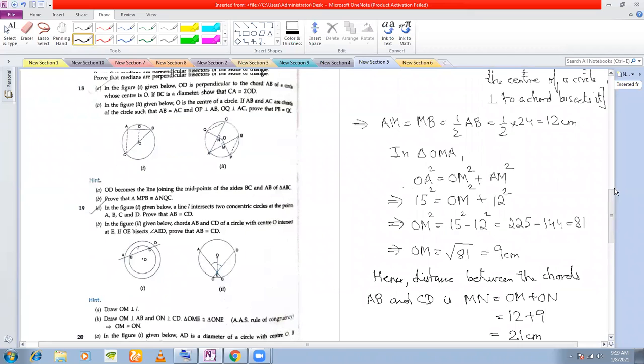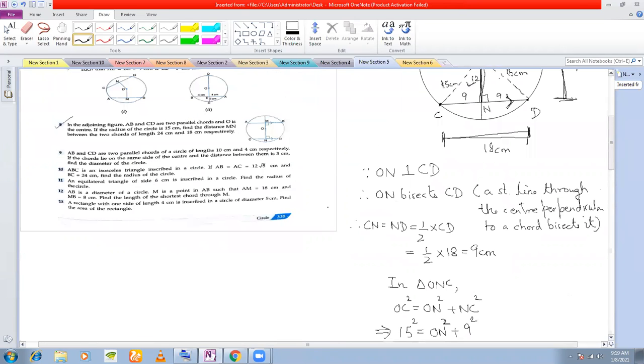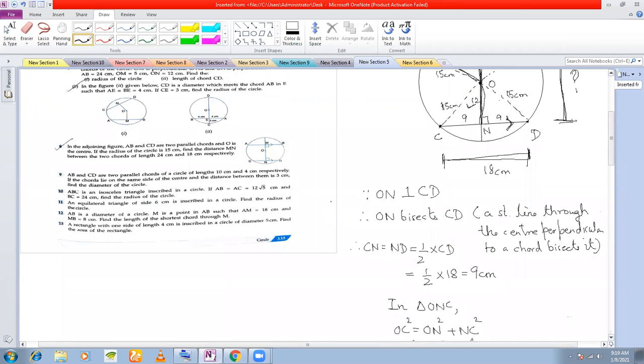Any questions on this sum? Any step that you could not understand? If not, then we can proceed to the next sum. The next sum that I want to do is number 10. And if you can do number 10, then you can do number 11 also.